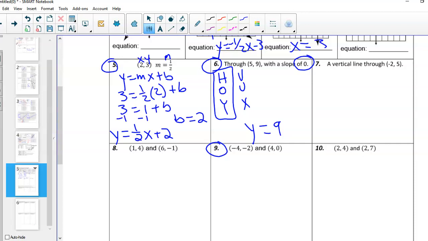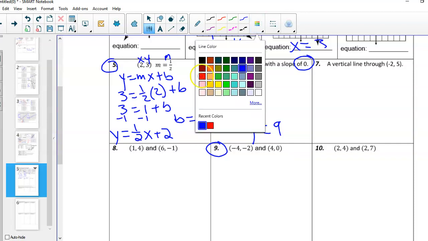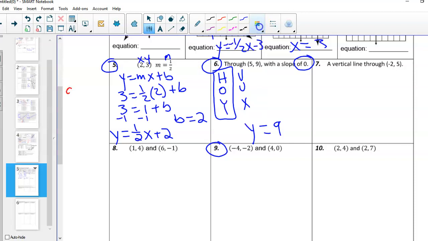Could you do the same thing? Yes, except what's going to happen is the middle kind of cancels itself out, because you end up with 9 equals 0 times 5 plus b, where 9 is b. If you put your equation together, 0 times anything is 0, so it wouldn't make sense to keep that there. So the answer is just y equals 9. That is your answer.